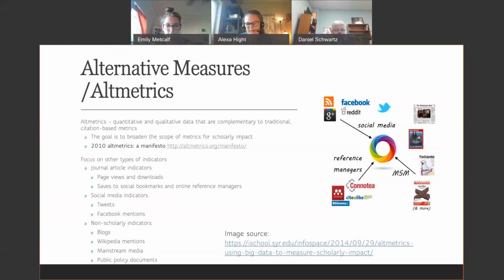But this is still problematic, right? How many times have you downloaded an article and put it in your to-read folder and then you never actually read it? Tweets, just because somebody tweets something doesn't mean they are actually going to read it. It doesn't mean they're actually going to cite it, if you're still considering traditional citations as part of your work.